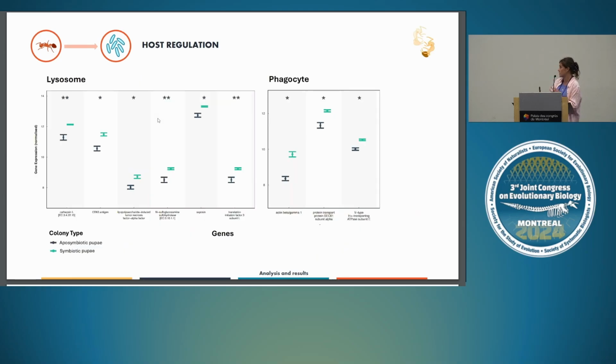So that would be really interesting to show. And then finally, what we also saw was higher expression in the symbiotic pupae of genes associated with lysosomes and phagocytes. So again, if you think about the pupal stage when the body plan is forming and those bacteriocytes are probably forming, it's likely that you're going to get some cell digestion and reorganization of those bacterial cells, and perhaps that's what these genes are associated with.